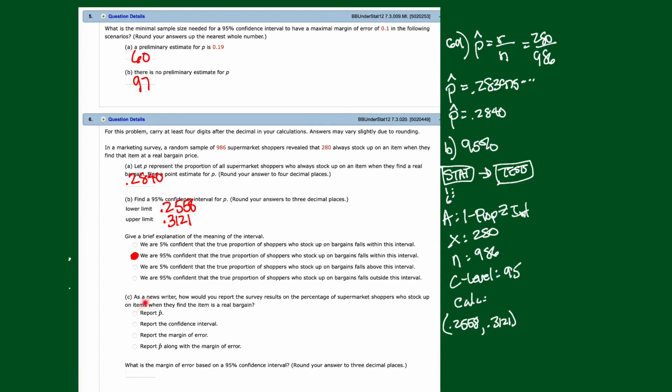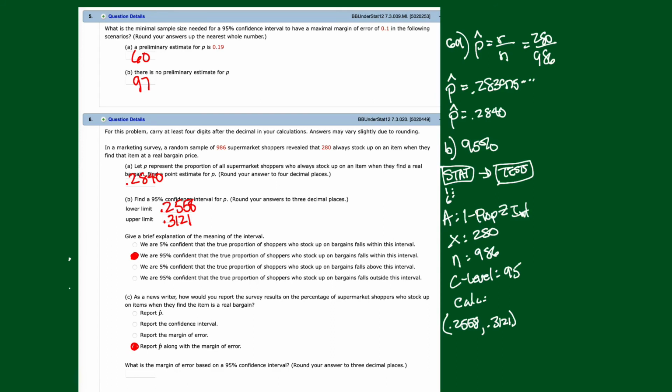And what is C? As a news writer, how would you report the survey results on the percentage of supermarket shoppers who stock up when they find bargains? Okay, how would we report this? Just report P prime, report the confidence interval, report the margin of error. You know, when you listen to the news, this is usually what you hear, right? It's this percent plus or minus some margin of error. So I think that's probably our best choice.